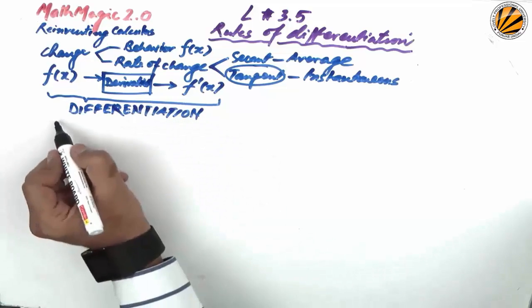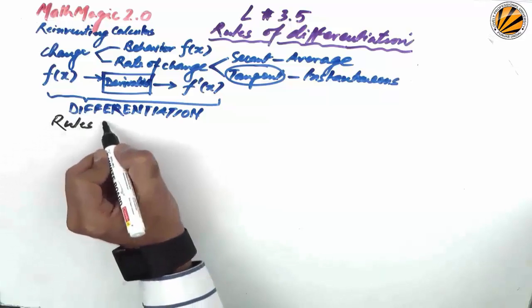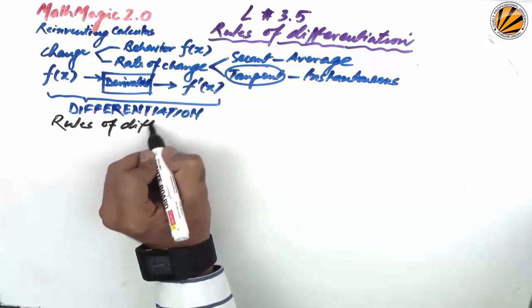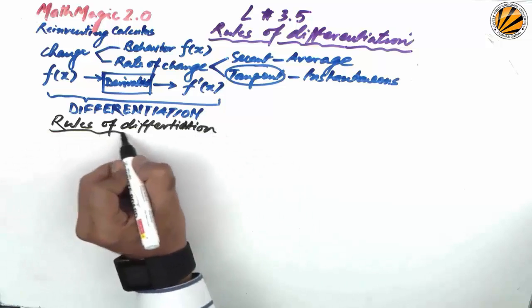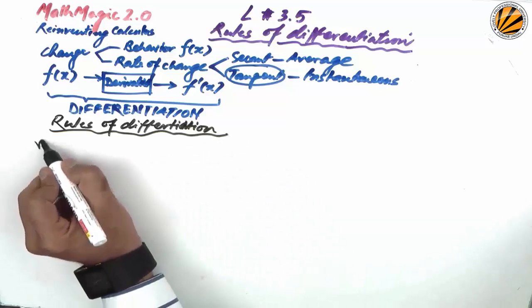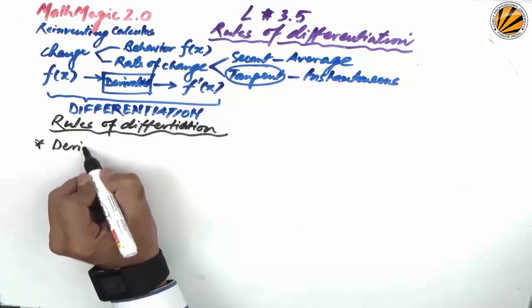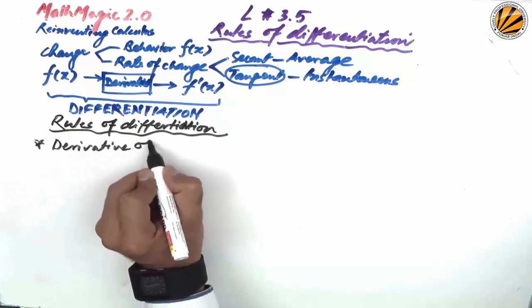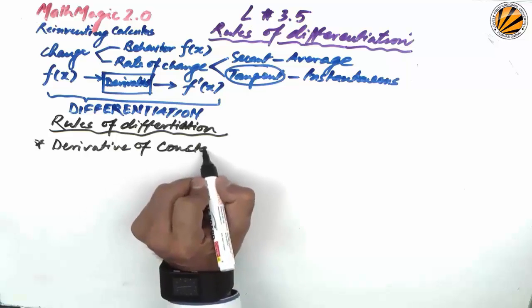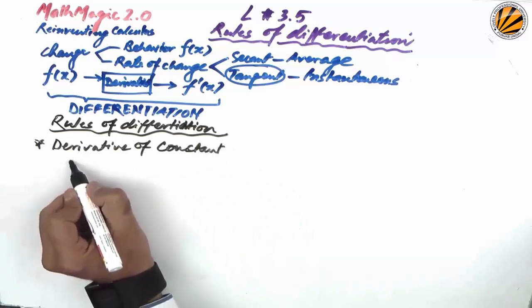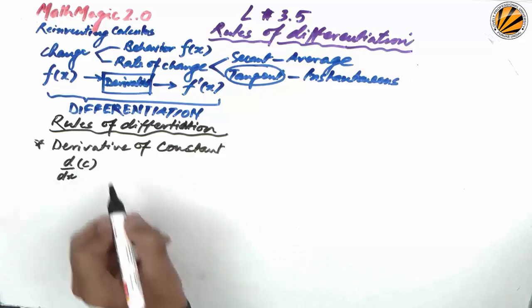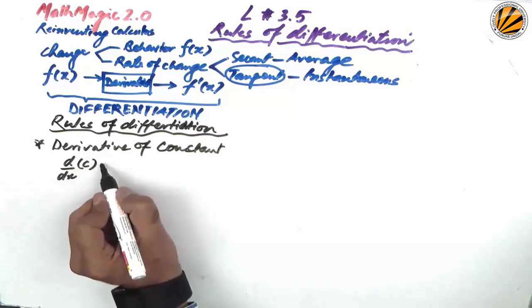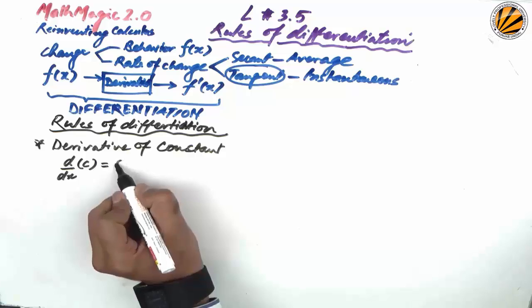So let us look at some of the rules of differentiation. What are these rules? The very first rule is known as the derivative of a constant. We talk about d by dx of a constant. If this is a constant value, then the derivative of a constant is always 0.